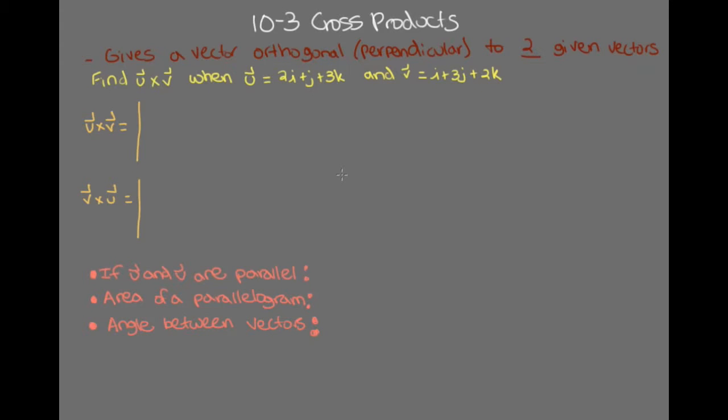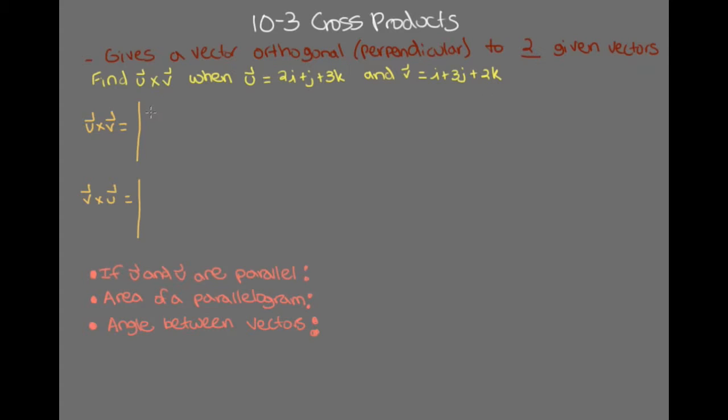The cross product basically gives us a vector that is orthogonal or perpendicular to two given vectors in the 3D world. So let's dive right into it with an example. We have an example that says find the cross product of vector u and v when u is 2i plus j plus 3k, and v is i plus 3j plus 2k.